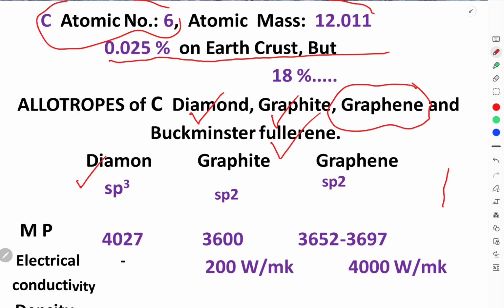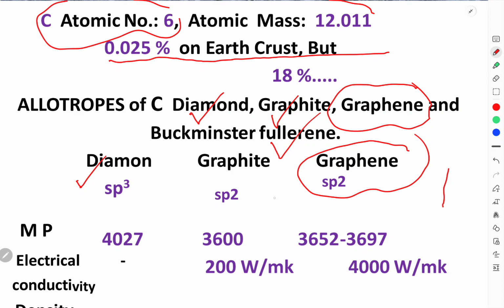Graphene is nothing but the conversion of graphite into a thin sheet. Yes, what does it mean? When you take graphite and make it so thin that you bring it to a single atomic layer, that single atomic layer is known as this wonderful material graphene. So graphite is sp2 hybrid, graphene is sp2 hybrid.